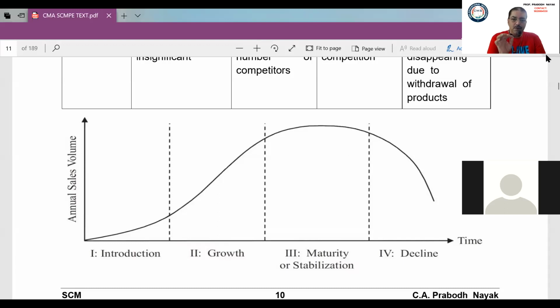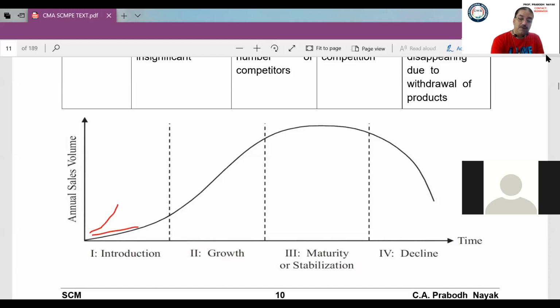Best thing is draw the graph first. You may not need to explain the graph also, but draw the graph and keep. Write their product life cycle graph, and draw this introduction stage, growth stage. Now introduction stage, how you see? You don't draw the introduction stage like this.